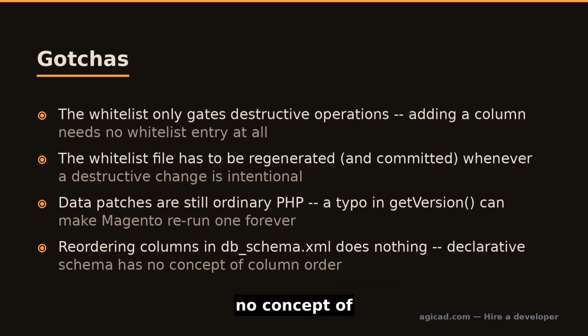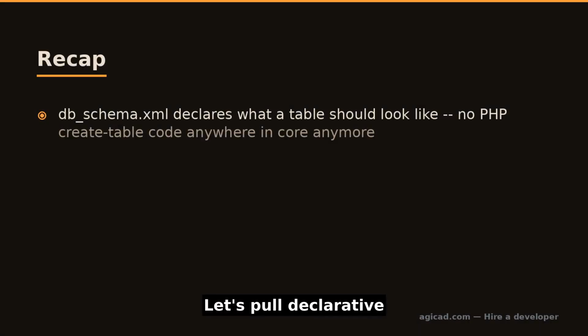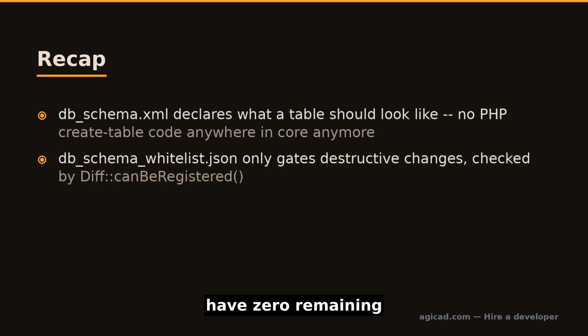Let's pull declarative schema back together. db_schema XML declares what a table should look like, and real core modules have zero remaining PHP create table code to maintain. db_schema_whitelist.json only gates destructive changes, checked by Diff's canBeRegistered method. Additive changes need no entry at all.